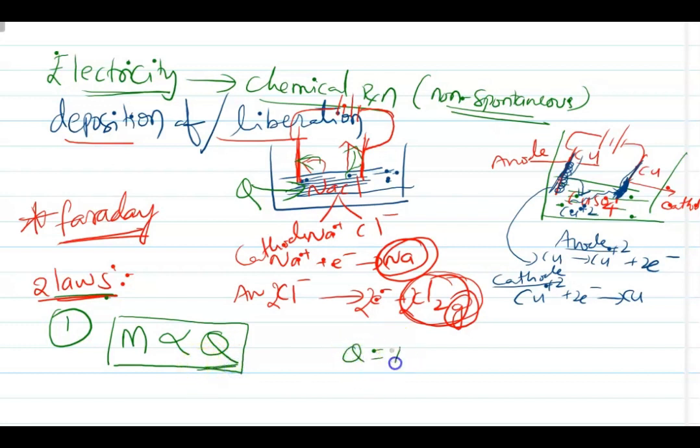We know charge is equal to current into time. The amount of current passed into time is called charge. So Q is equal to I into T, or I can write m is directly proportional to I into T. If you introduce the proportionality constant, it will be m is equal to E into I into T, where E is called the electrochemical equivalent of that material. So m is equal to E I T. Very important.